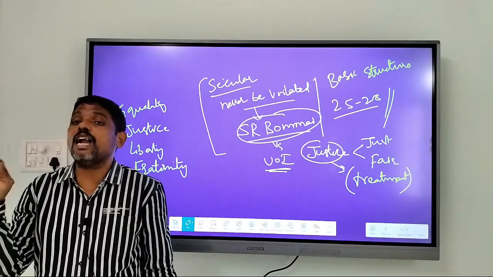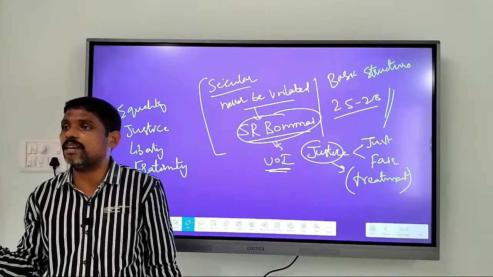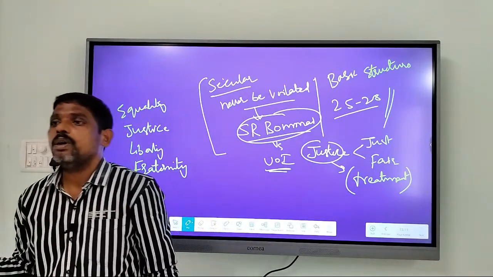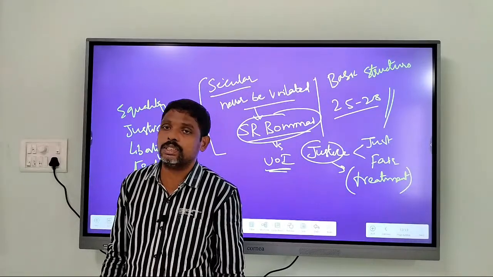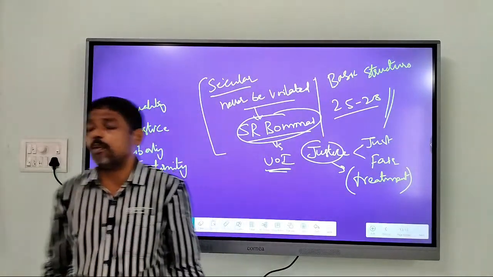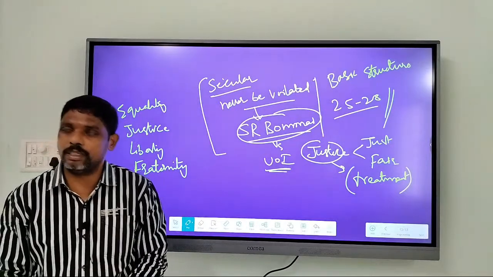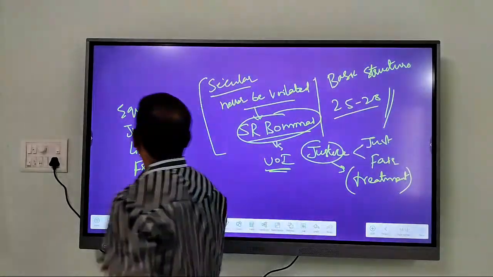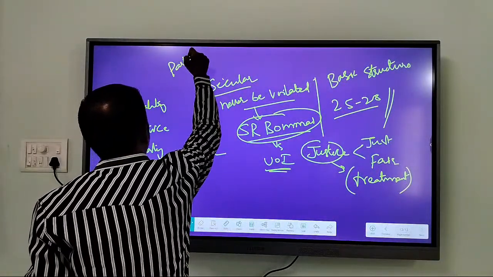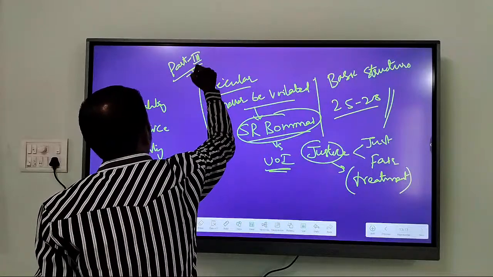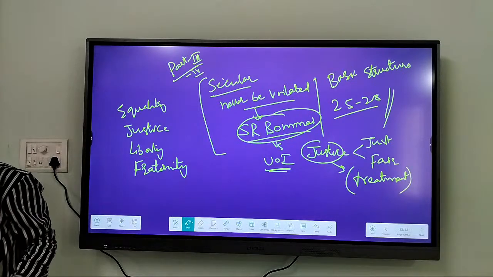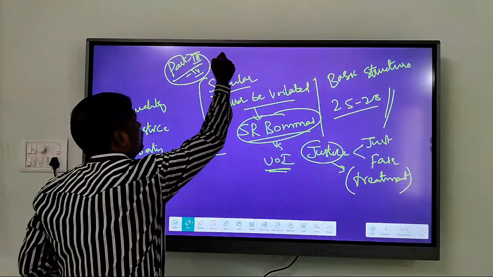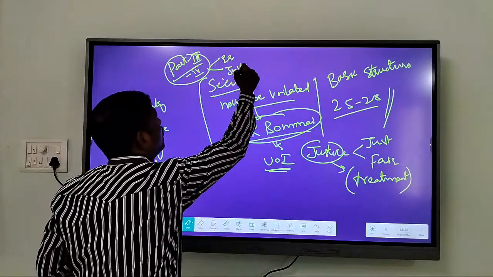Remember Part 3 and Part 4 of the Indian constitution. Part 3 deals with fundamental rights, Part 4 deals with DPSP, right? So Part 3 and Part 4 are aimed at promoting social, economic and political equality as well as justice, all right. They promote equality as well as justice in all the forms.